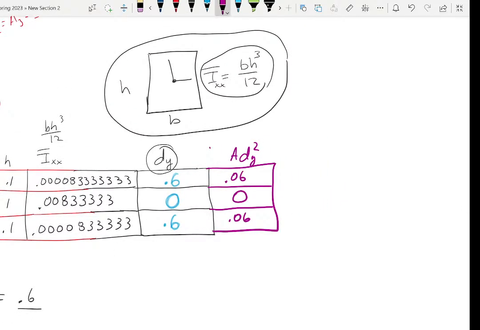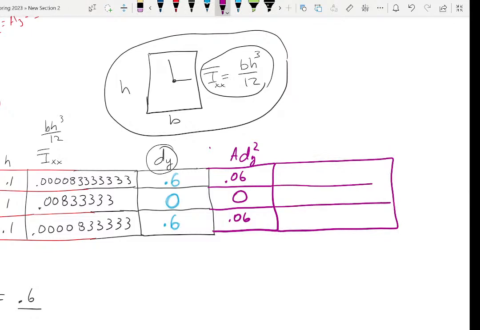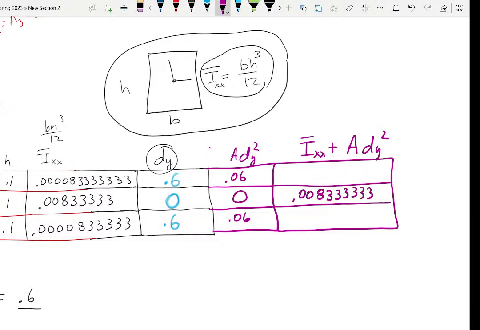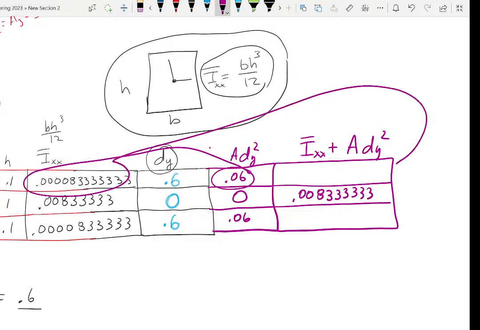So now what do you do? Well, you do this. I'm making it wider because the term on top is wider. So I say I bar xx plus area dy squared. So I take this column, add it to this one, and put them right there. This you'll have to give me a minute to do. So of course this one's easy, 0.008333333. Okay, this is a little bit different. I can take this number, add it to that number, and put right here.